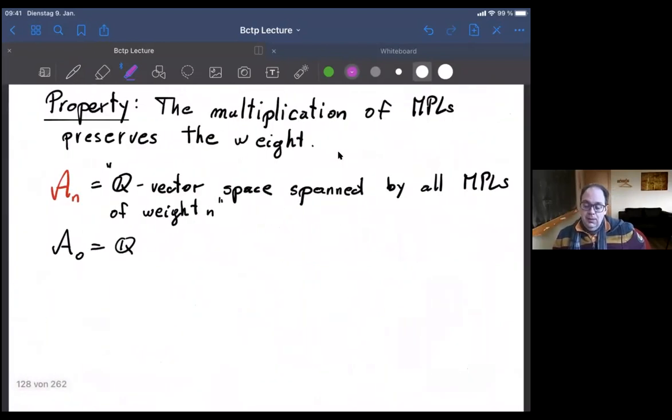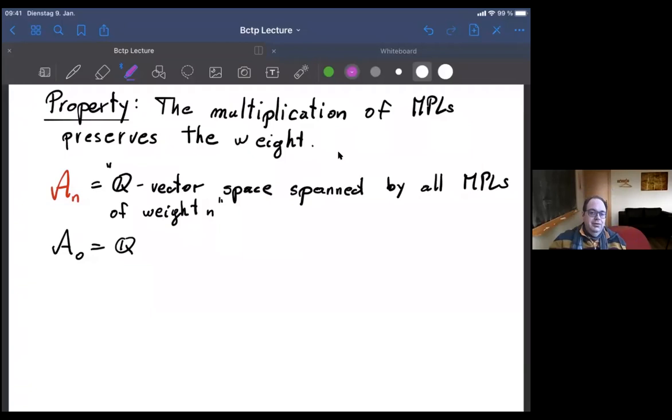So let's formalize this a little bit. The first property, which I think is obvious if you think about it, is that we had this invariant weight, which counts the number of integrations. Clearly, the multiplication of polylogs preserves the weight. The weight was almost defined like this, but you see it explicitly from the shuffle algebra.